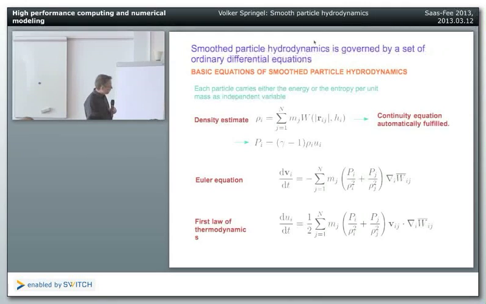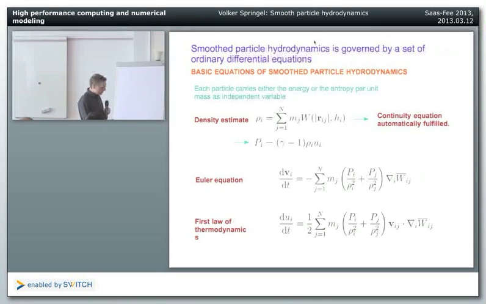And then the first law of thermodynamics is stated here. This is now the work term against the pressure in this form. So there you go. This is basically SPH. Well, it's not complete yet, but more or less we have now these two equations that we have to solve.